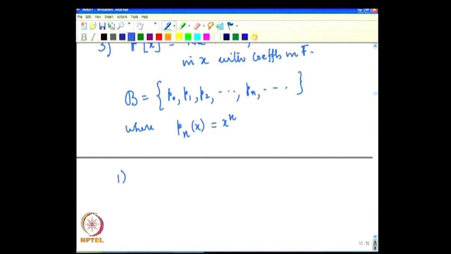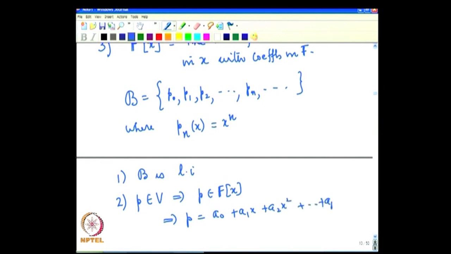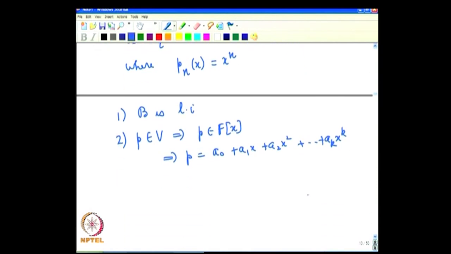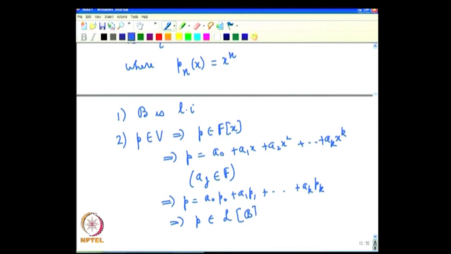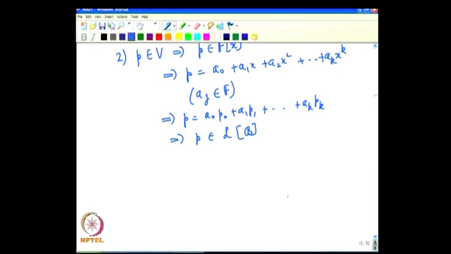We have already seen that B is linearly independent and every polynomial is obviously a linear combination of a finite number of B vectors. That is, if P belongs to V, that means P belongs to the polynomial space. Therefore, P must be of the form a0 plus a1 x plus a2 x squared plus etcetera plus ak x to the power of k. The polynomial, say of degree k, must be of this form where the a's are all in F. This immediately says that P is a0 P0 plus a1 P1 plus etcetera plus ak Pk, which means P belongs to L(B). And therefore, every vector in V is a linear combination of a finite number of the vectors in B, and therefore, B is a basis for V.